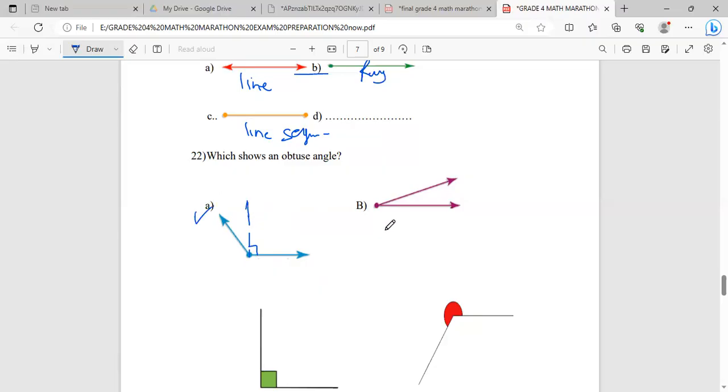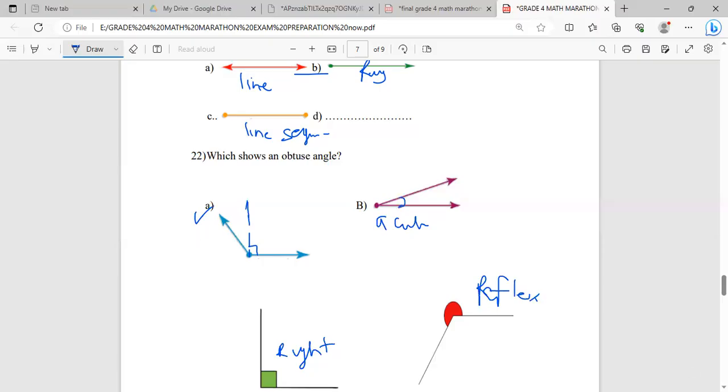This would be an acute angle. And this I'm identifying here. This would be a right angle. So guys, you have to know all of them, right? And this one would be a reflex. Of course, a right angle measures exactly 90.